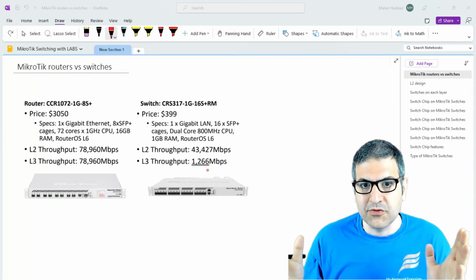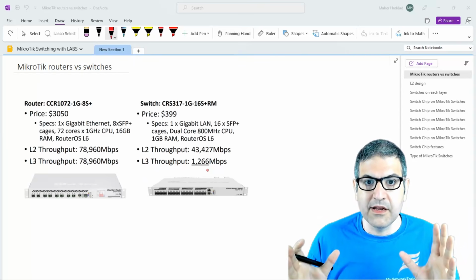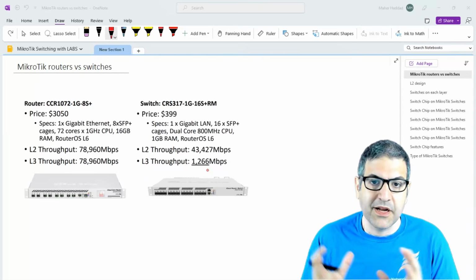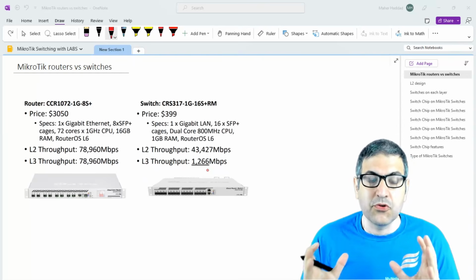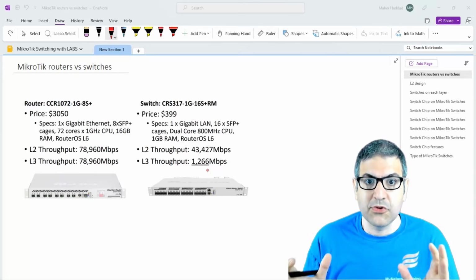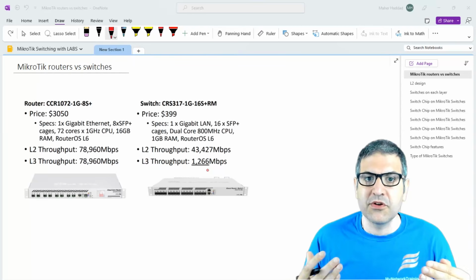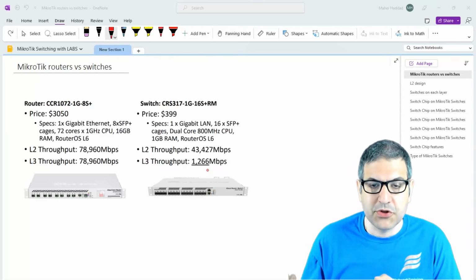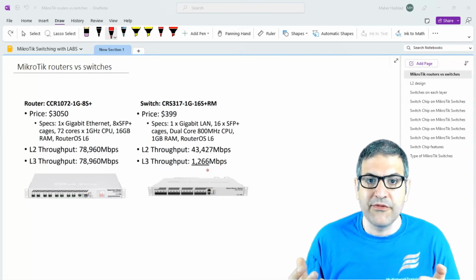Of course, they also have other devices, but the two main devices that they sell are the MikroTik router and the MikroTik switch. Both of them can do layer 2 and layer 3. So both the router and the switch can do routing and can do switching. But there will be a big difference in performance if you buy a router to do switching, or if you buy a switch to do routing.